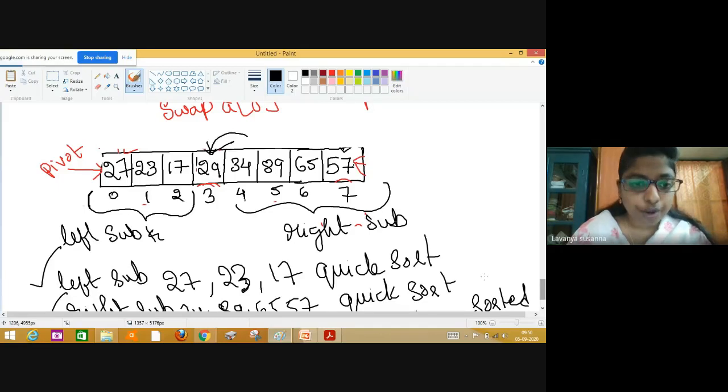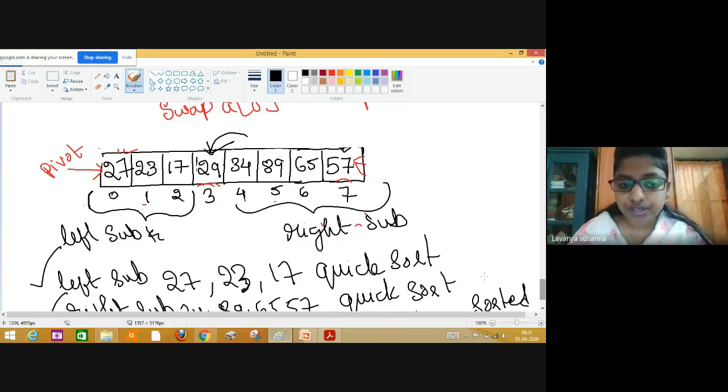When I stops incrementing, you need to move J. How to move J? A of J must be greater than or equal to pivot. Repeat the process until J stops. When J stops decrementing, what you have to do? You need to compare the I index and J index. If the I index is less than the J index, you need to swap both the values. Again, repeat the process.